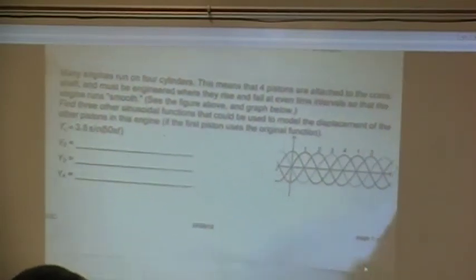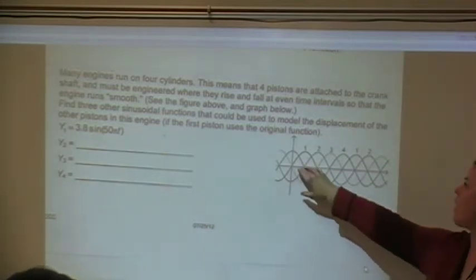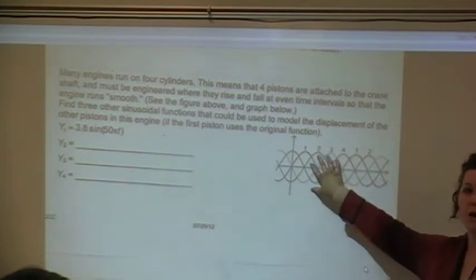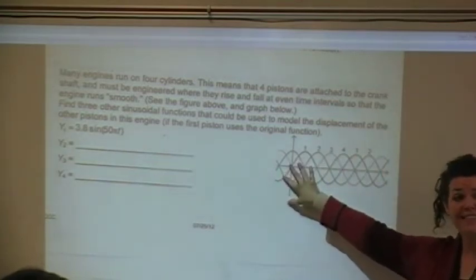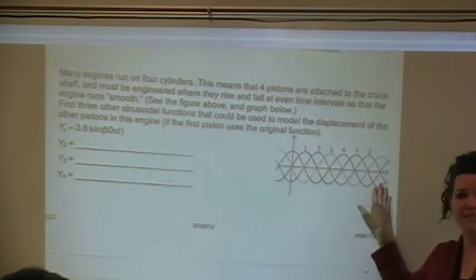Now, down here, it says many engines run on 4 cylinders. That means it has 4 pistons attached to the crankshaft. They have to be engineered where they rise and fall at even intervals. They have to be evenly spaced so that the engine runs smoothly. So this shows all 4 cylinders on the same graph. What we need is to change our sinusoidal function so that we can fit all 4 on the same crankshaft.